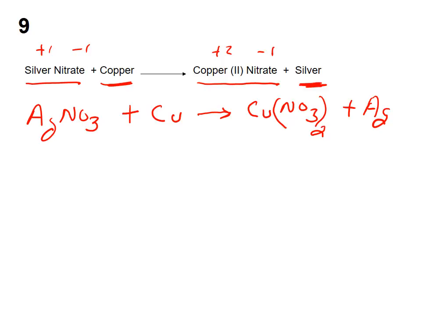So now I need to balance. So I have 1 silver, 1 silver. 1 nitrate group here, but I have 2, so now I need 2 here. When I did that, I just made my silvers 2, so now I got to give 2 down here. And then I have 1 copper, 1 copper. So that one would be balanced.